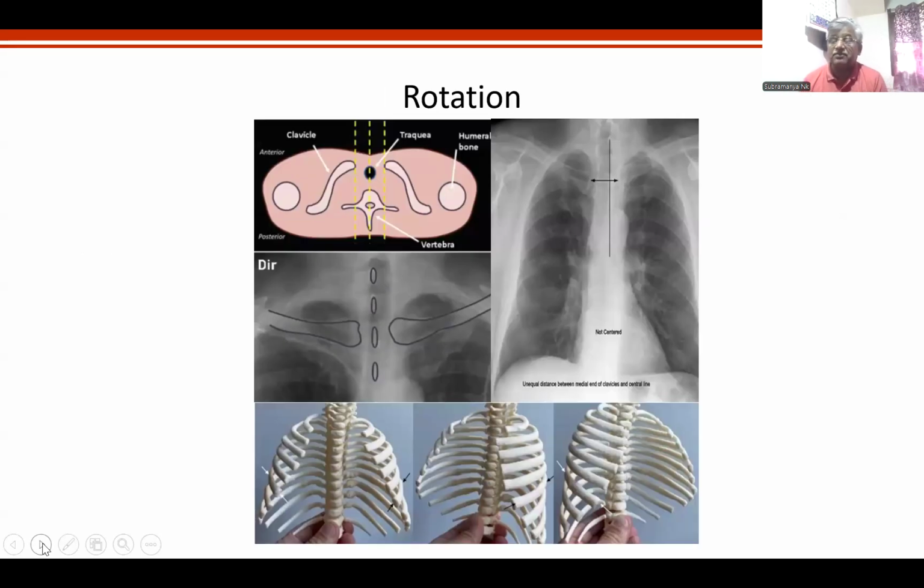Next, I'll come to rotation. This is the most important point. If you ask me in pediatrics which is the single factor that troubles you most, it is rotation. And I saw in WhatsApp groups, many of you have posted X-rays that are all rotated, and you start discussing so much but not discussing rotation. Once there is rotation, stop discussing the X-ray.